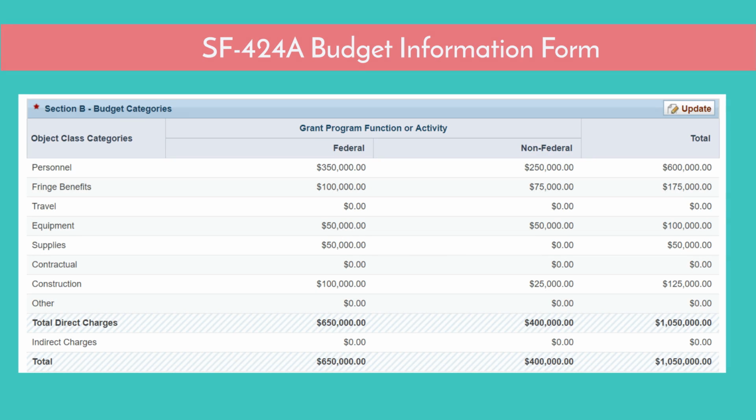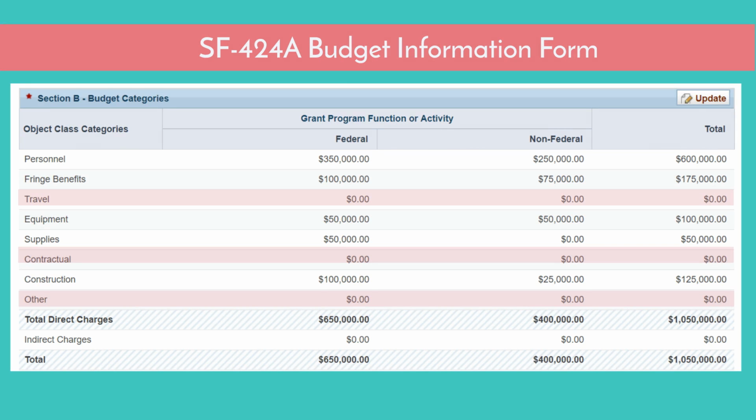This budget shows each object class category, like personnel, fringe benefits, and so on. You will explain these amounts in the budget narrative. Make sure the amounts for each category and the totals match your budget narrative. For each object class category, enter the federal funding request in the federal column and the other support for your NAP project in the non-federal column. You can enter 0 for categories that do not apply to your NAP project.